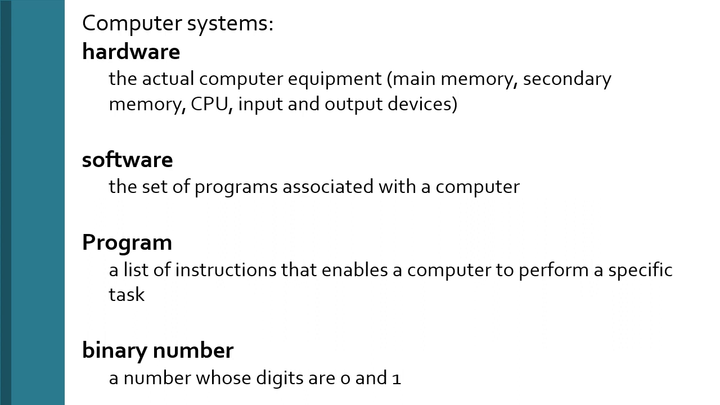So your computer system is made up of hardware, which is all of the equipment like your memory and your CPU and all of the devices that connect to your computer, and your software, which is all of the programs that run on your computer. And in this class, we are going to learn how to write programs, using a language called C.